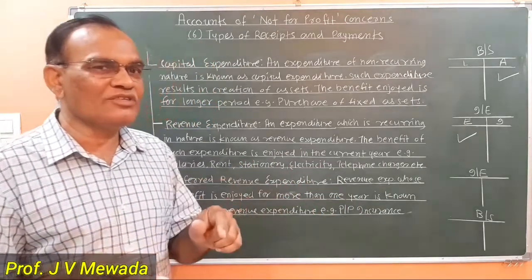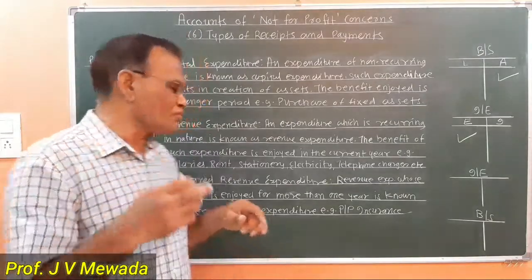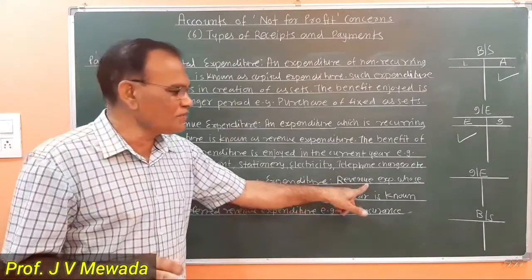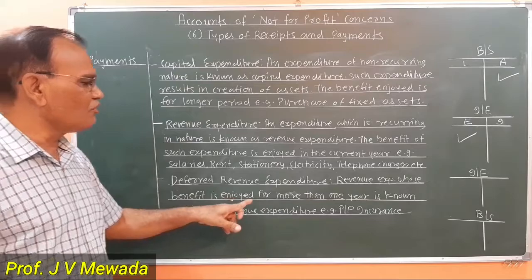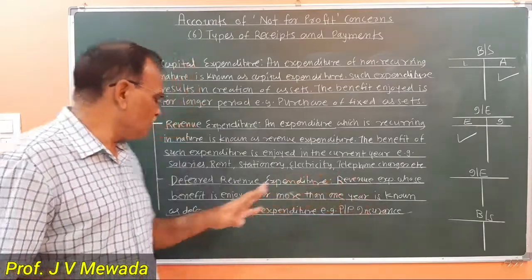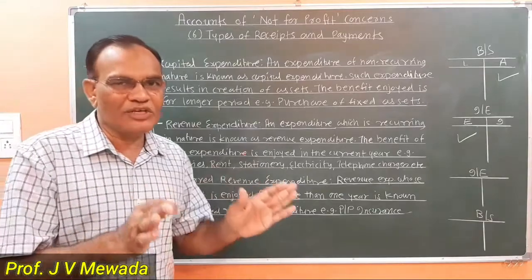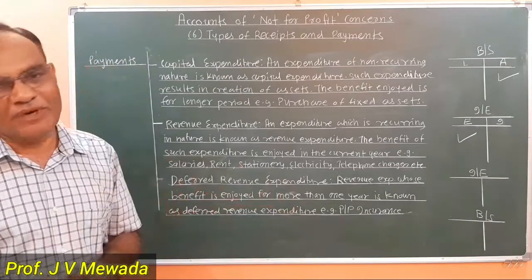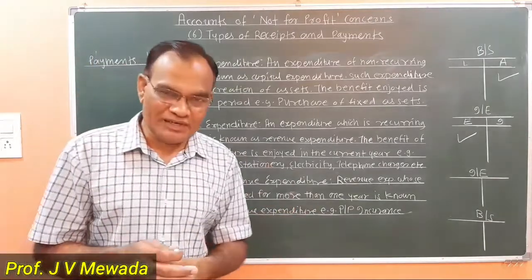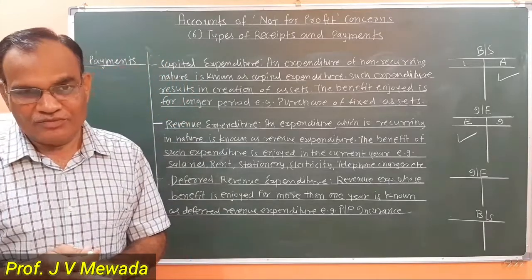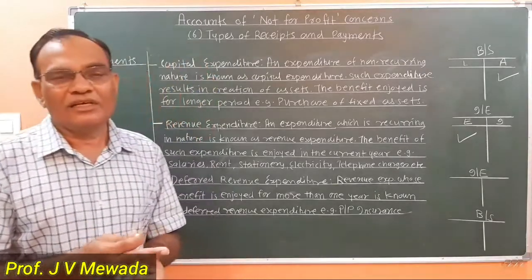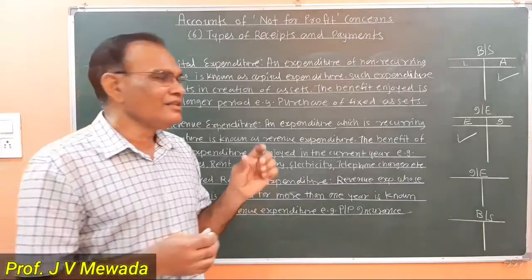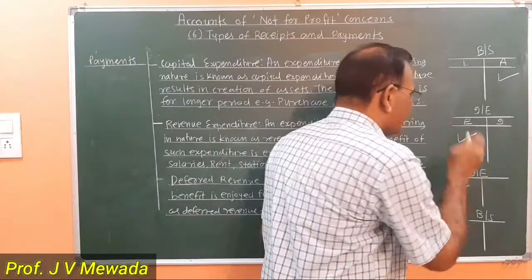The benefit is not enjoyed in the current year, it is enjoyed in the years to come. So the definition given here is deferred revenue expenditure. Revenue expenditure whose benefit is enjoyed for more than 1 year is known as deferred revenue expenditure. It is a revenue expenditure, but its benefit is enjoyed for more than 1 year. The best example is prepaid insurance or heavy advertisement in case of business units. Now where we are showing this, the part which is enjoyed during the current year, that particular part we are recording on the expense side.